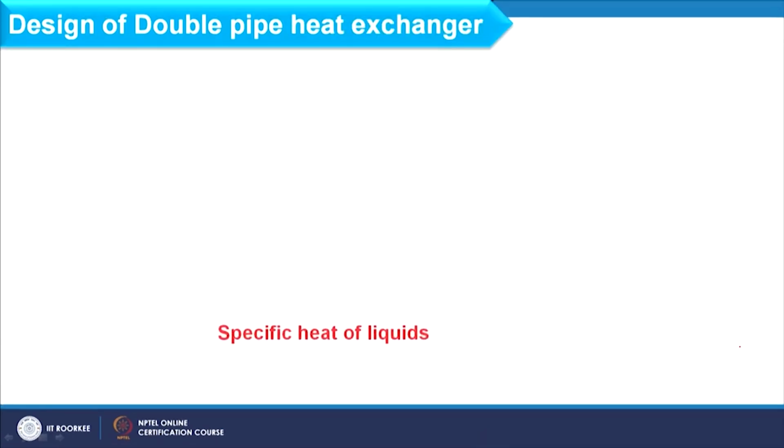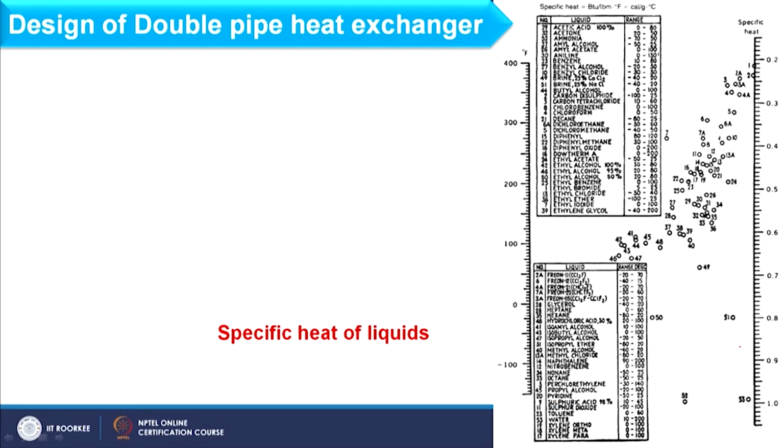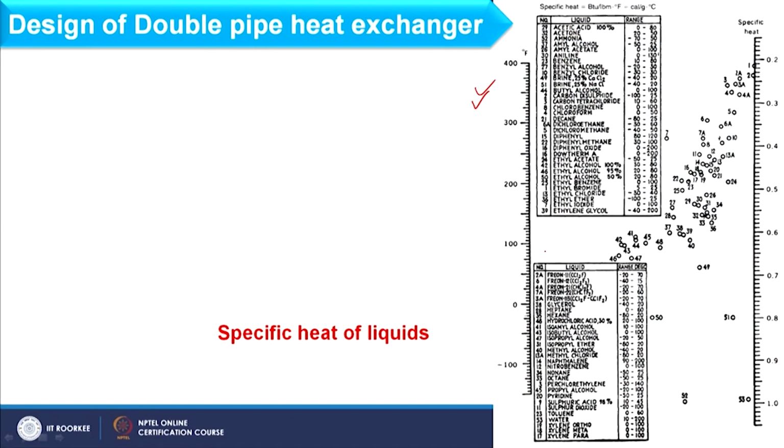And once I have the viscosity, we have to collect the specific heat of the liquid. For the specific heat of the liquid, we can consider this graph. These are basically standard graphs, you cannot change them. I have taken these graphs from the R.W. Sinnott book. In the appendix these graphs are given and you can read the values from them.